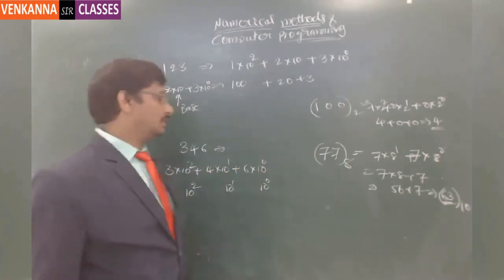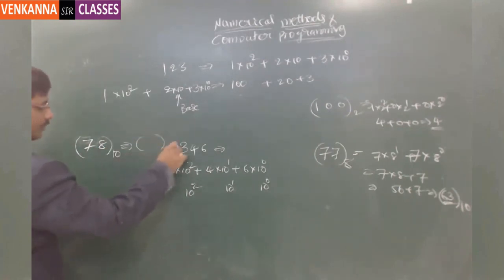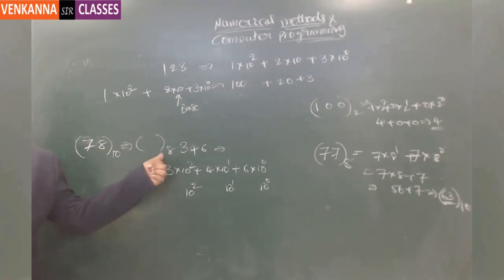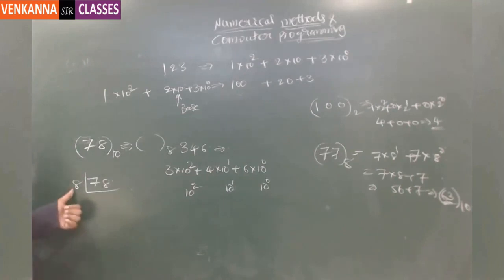So this is how you can convert it. Suppose you want to convert 78 base 10 to the base 8 number system, then how do you solve this? In the base 8 number system, you will not find the symbol 8, because 7 is the last symbol here. The standard method to convert from the decimal number system to any other base is to divide by the base.